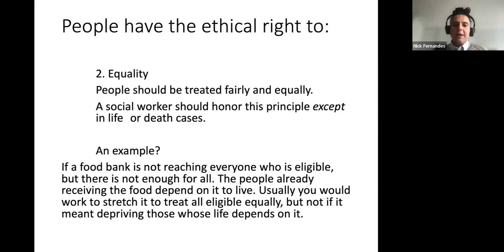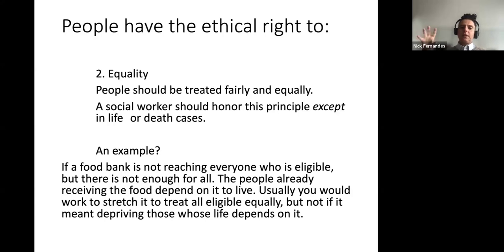So here's an example. A food bank is not reaching everybody who's eligible. But there's not enough for all. The people already receiving the food depend on it for life. Usually you would work to stretch it to treat all eligible equally. But it would not come at the cost of depriving people of food whose life depends on it. Are you seeing the example?